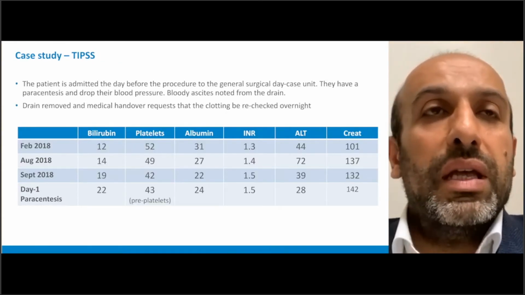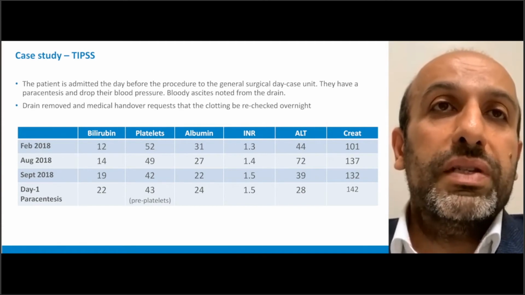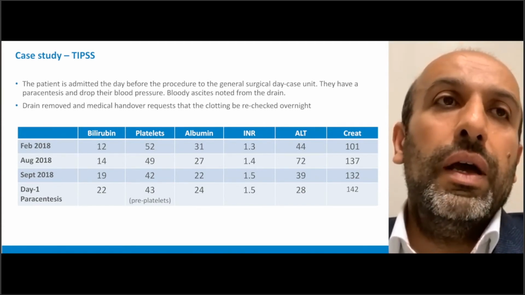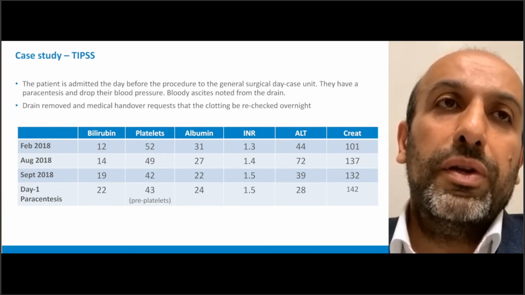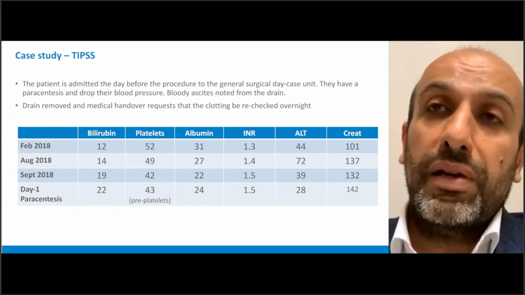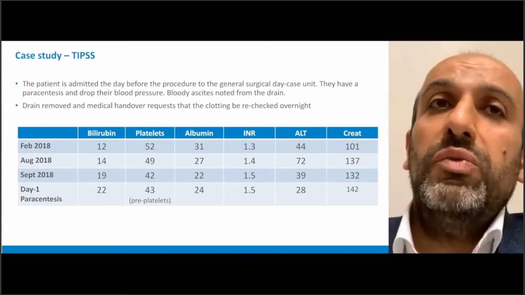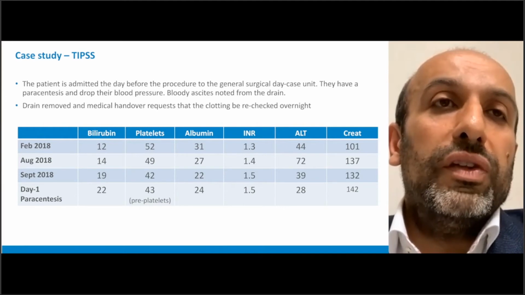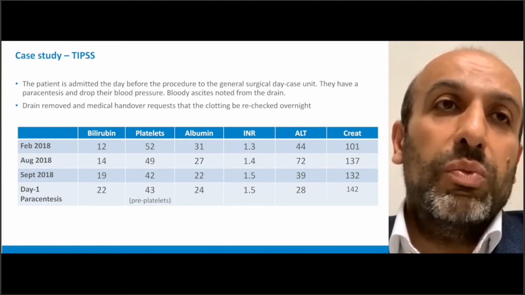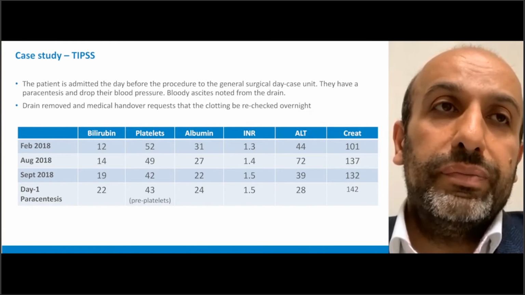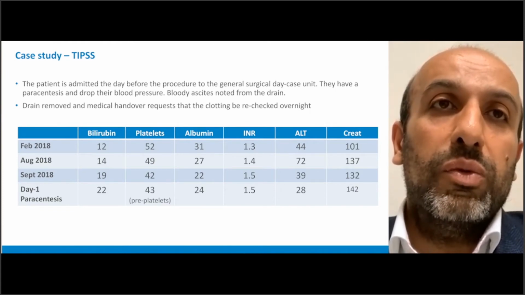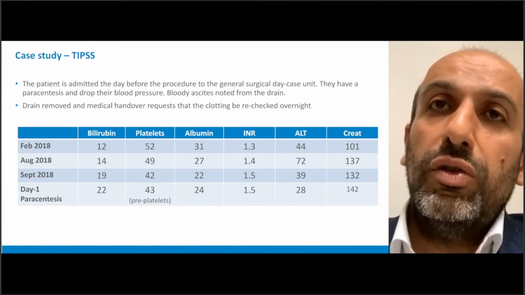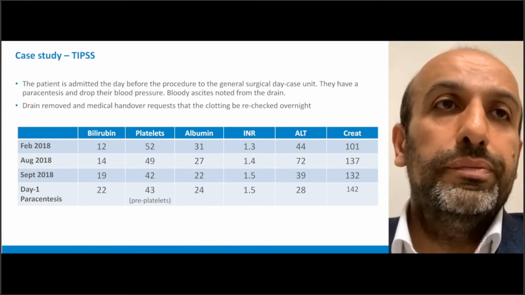So this patient in particular was admitted the day before the procedure onto the general surgical ward. They had paracentesis and their blood pressure dropped after the paracentesis. What was also noted was that there was some bloody ascites in the drain. On the day of paracentesis, the patient's platelets were actually 43, and the INR was 1.5. But their creatinine had continued to worsen and was 142.